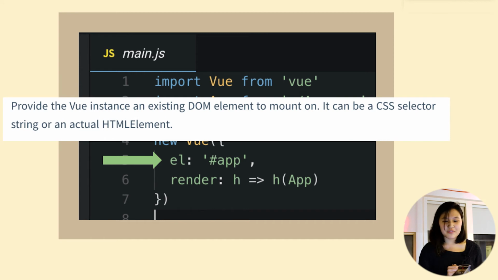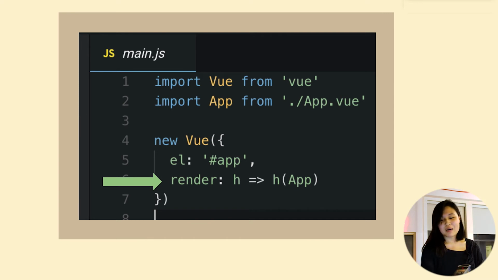And so from the docs, the value for el is supposed to provide the Vue instance an existing element to mount on. And so we're trying to mount this Vue instance on the app div. So that made sense. But then this weird render syntax popped up.